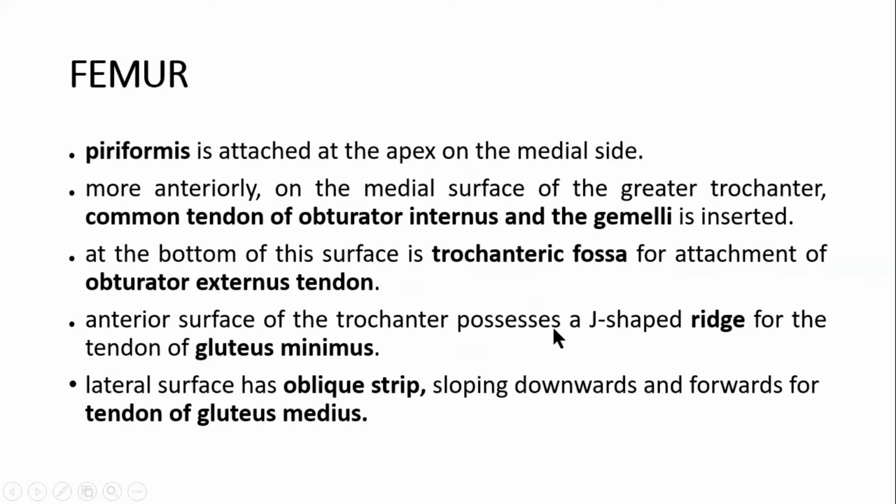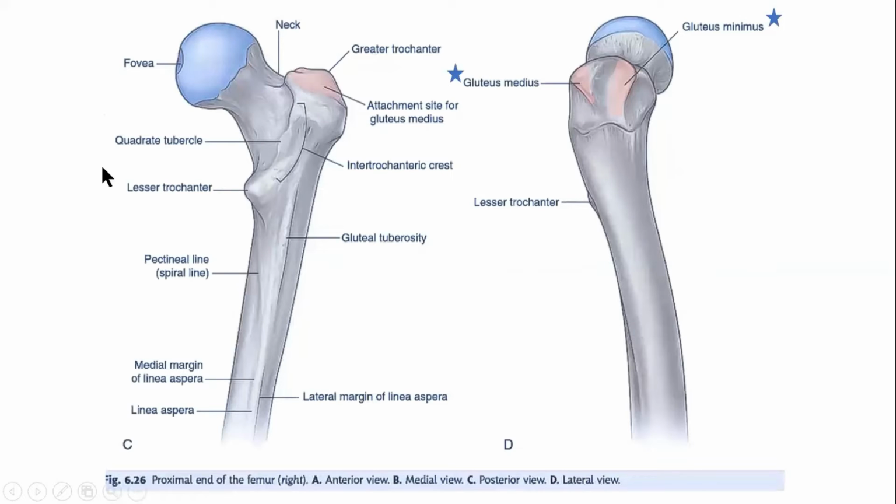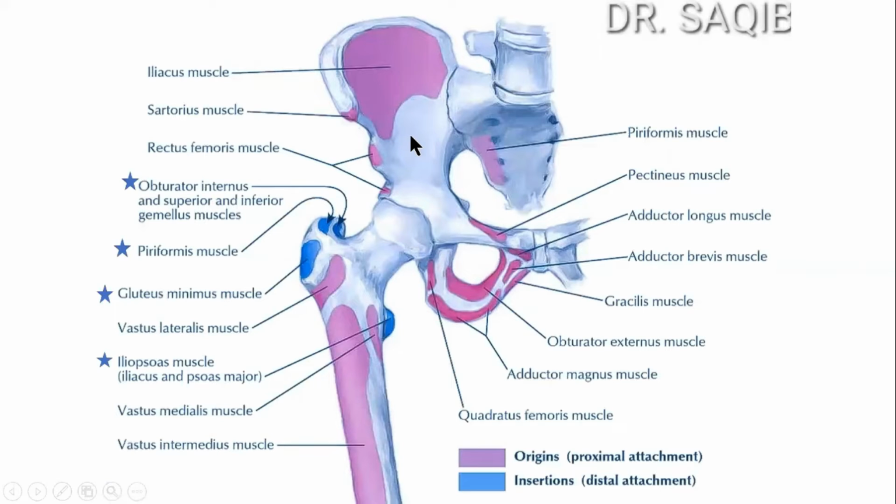Anterior surface of the trochanter possesses a J-shaped ridge for the tendon of gluteus minimus. Now we have to follow this gluteus minimus, this J-shaped ridge. This is the attachment for the site of the gluteus minimus. So you could see, this is the asterisk for that. And let me go here as well. This is a gluteus minimus tendon over here to the greater trochanter, gluteus minimus.